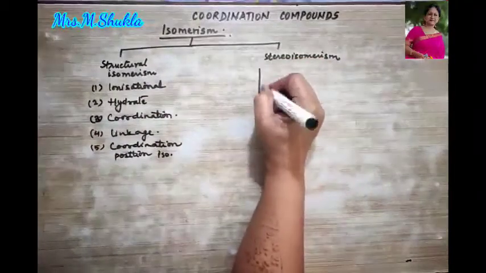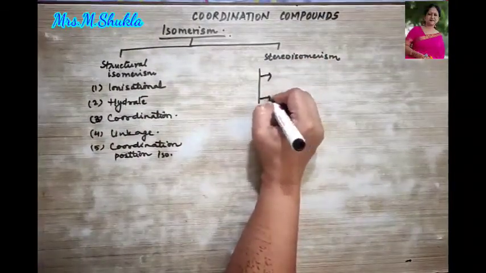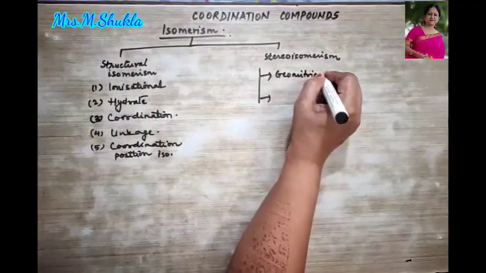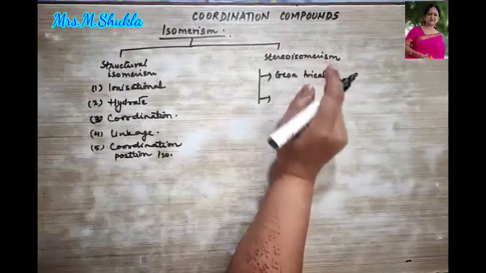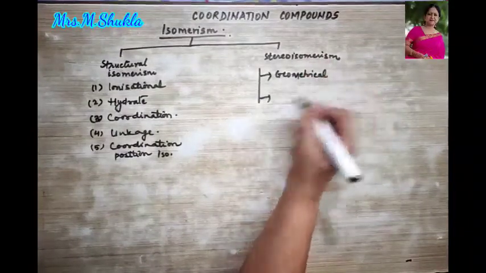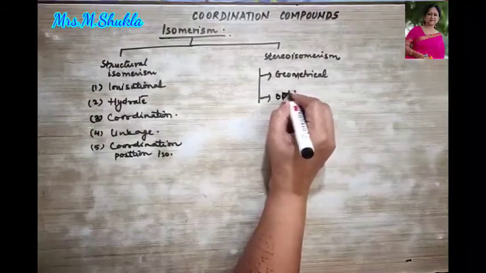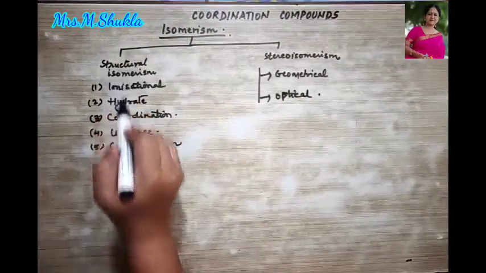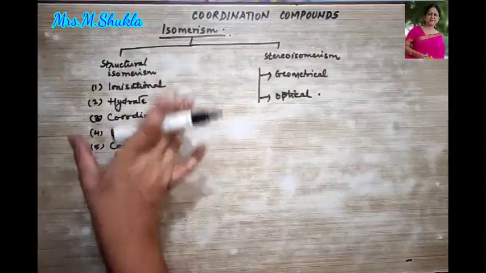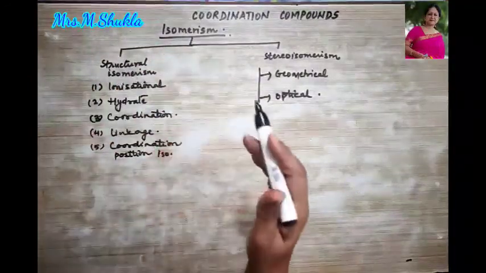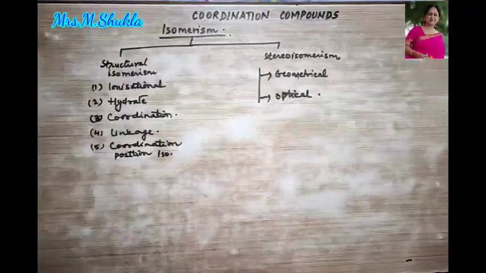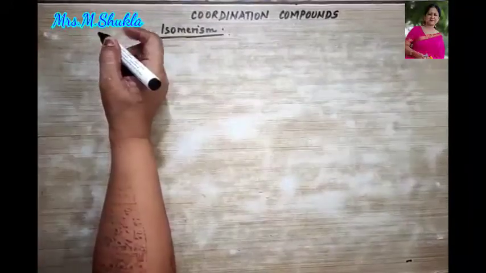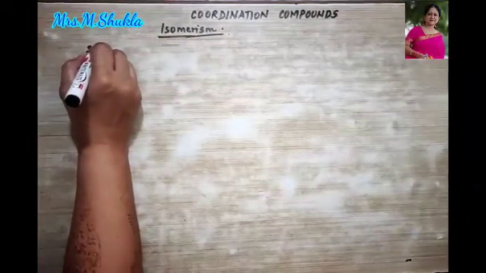And stereoisomerism is of further 2 types. What are they? This is geometrical isomerism and optical isomerism. Okay, so I begin with the structural isomerism first. I will finish all these 5. If time allows, then I am going to continue with the stereoisomerism also. So let us begin with the structural isomerism.